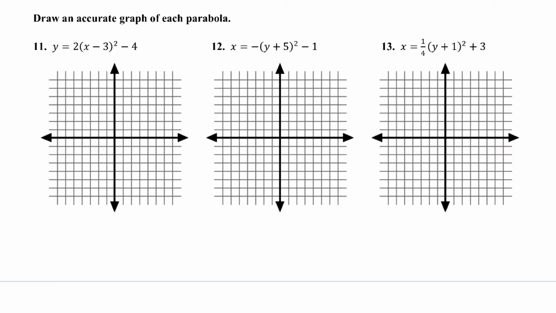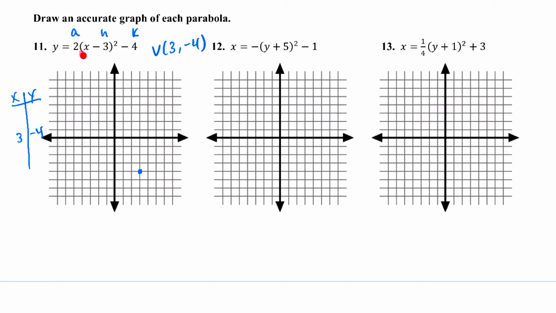So when I look at 11, I know that it's going to be horizontal and it should be opening up since my A is positive. Okay. So vertex for this will be 3, -4. Okay. And then I'm just going to make a T-chart to hold my values. So 3, -4 goes in the middle.